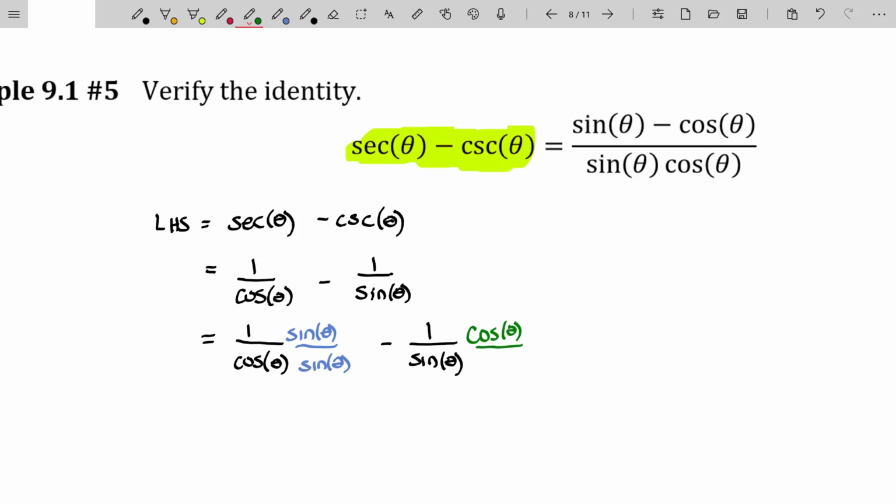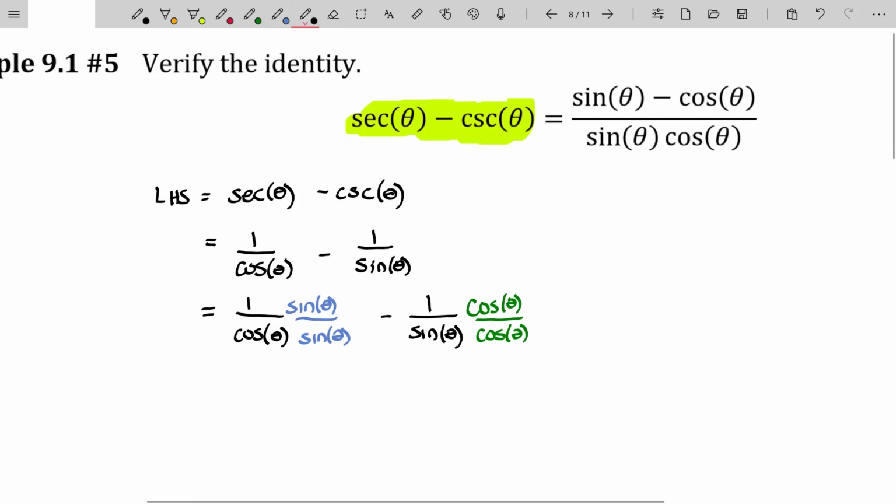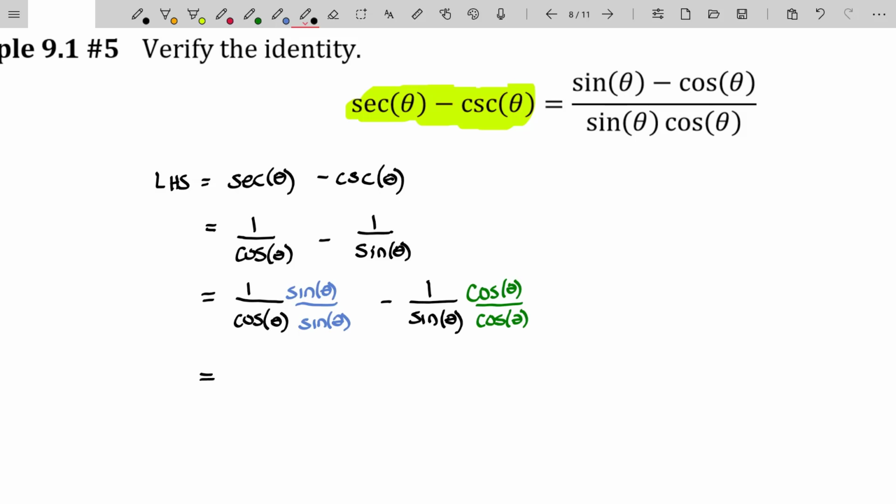And this is perfectly legal because cosine over cosine is 1. So you're not really doing anything to the second fraction. And sine over sine is 1. So you're not doing anything to the first fraction other than changing their looks. But once you do that, now that they have the same denominator, you get the sine of theta minus the cosine of theta, all over the sine of theta times the cosine of theta.